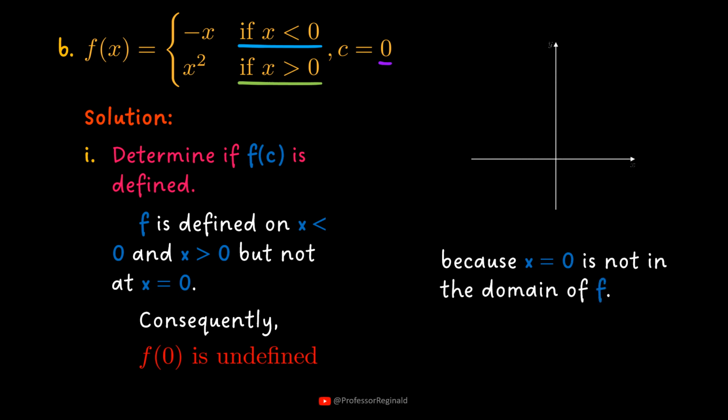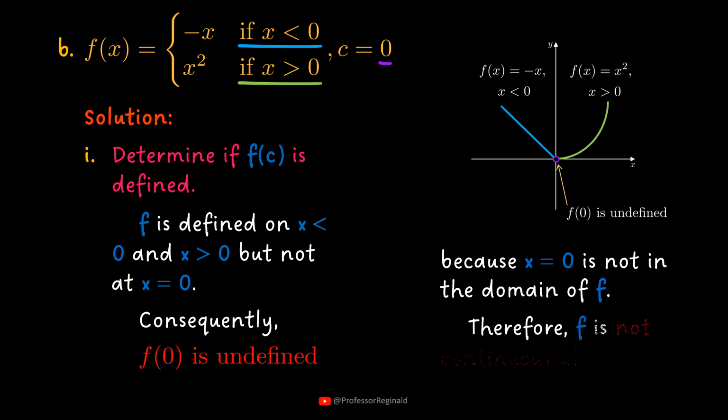The figure illustrates the graph of f of x. The value of f at x equals 0 is undefined. It is represented by the hollow point. Therefore, f is not continuous at x equals 0. Even if the limit of f of x, as x approaches 0, exists.